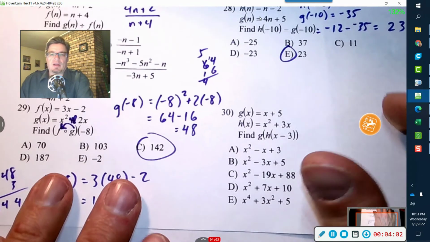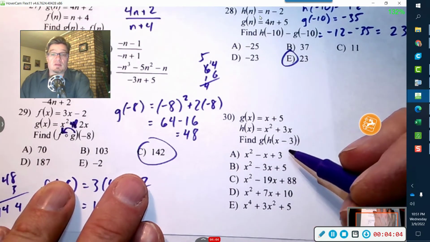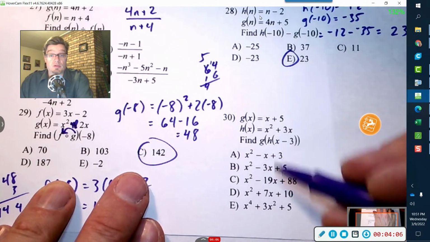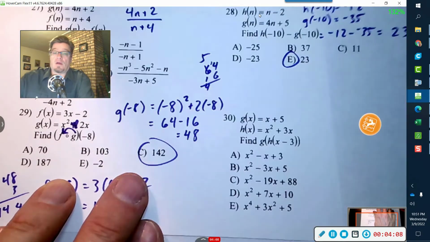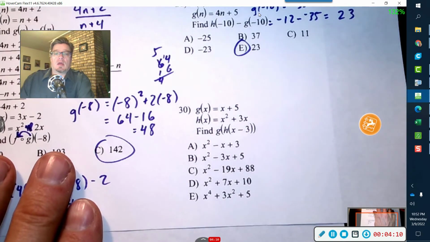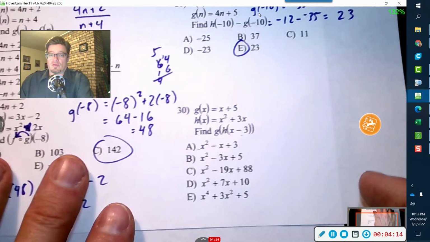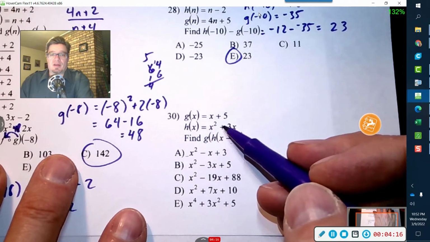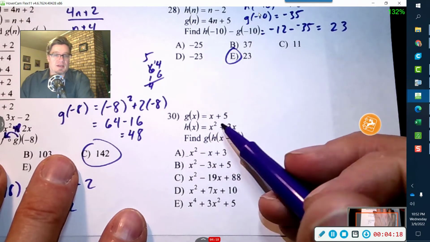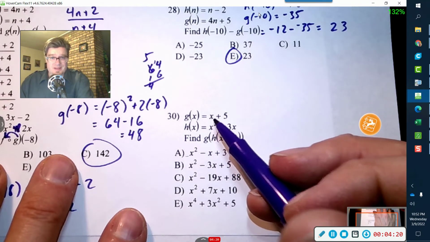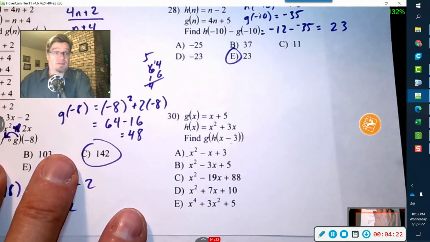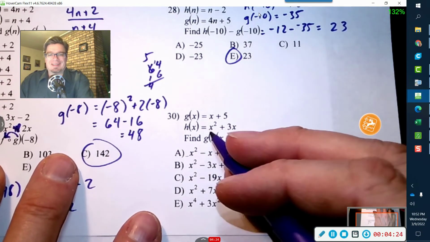And then finally, this is not a number, this is an expression, so my output should also be an expression, and that's what I see as my choices. It looks like this x minus 3 is going to go into the h first, and then whatever that output is, I'm going to replace the x with that output and just add 5. Alright, so let's actually do this.